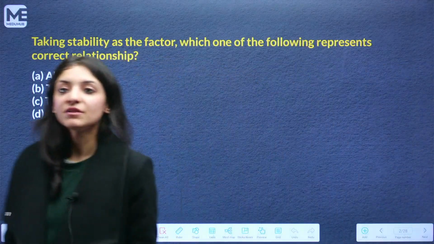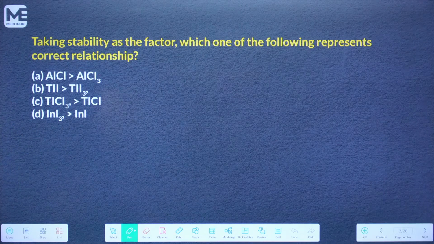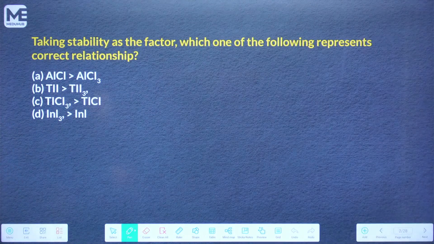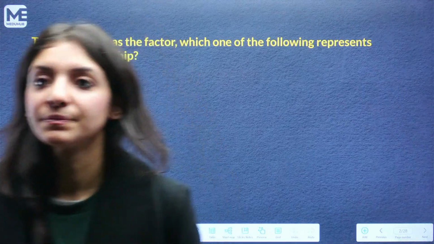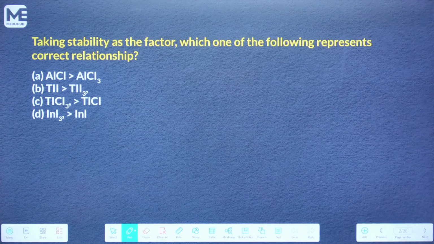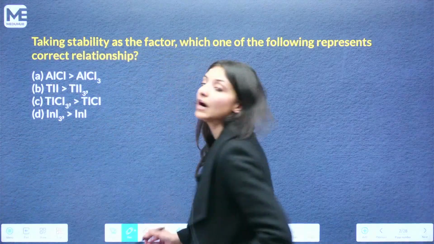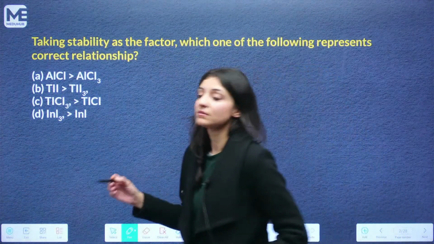I'll read this question. Taking stability as the factor, which one of the following represents correct relationship? Any ideas? Read the question. Any ideas how we can solve it? Any clues? So how do you see if a given compound is stable?